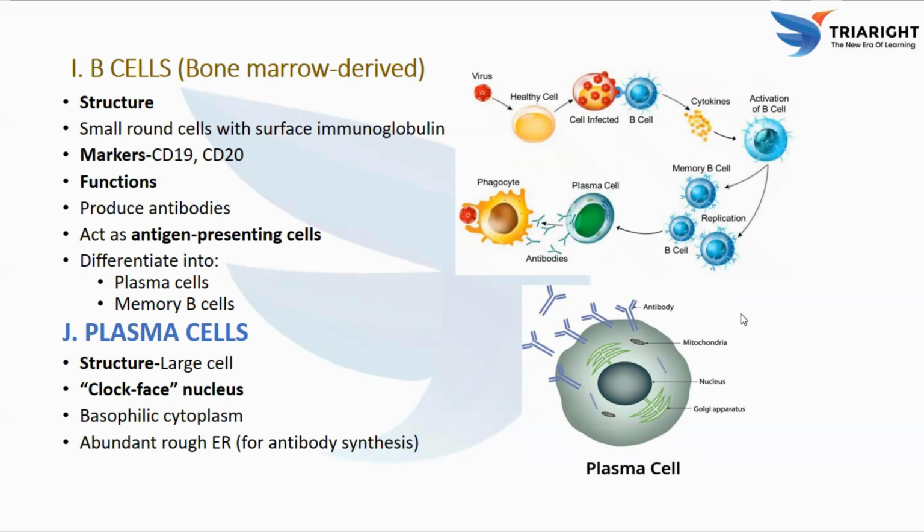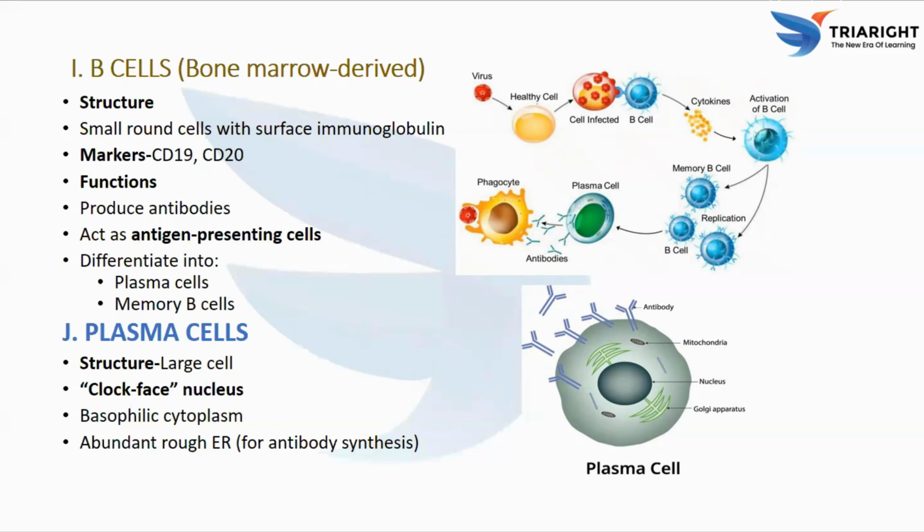So what are B cells? B cells are the antibody producing cells of the adaptive immune system. So what is the structure of the B cell? These are small round lymphocytes. They have surface immunoglobulin molecules, IgD and IgM, in the naive B cells. These surface antibodies act as B cell receptors, and they help the B cells to recognize the antigens.